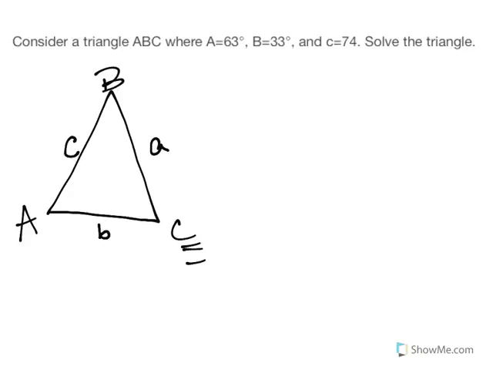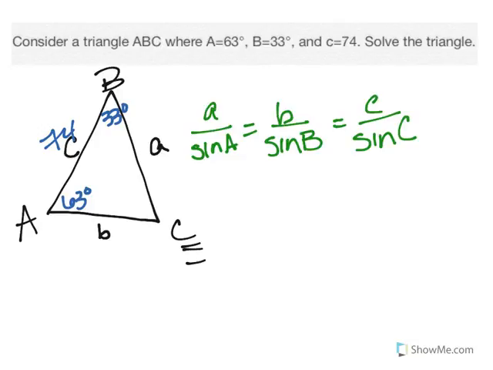So, like I said, we've got A is 63 degrees, B is 33 degrees, and C is 74. So we need to somehow solve this triangle. And how we're going to do that is by using the law of sines. The law of sines is basically just a proportion: side a over sine A equals b over sine B equals c over sine C. So right now we have two angles and a side.